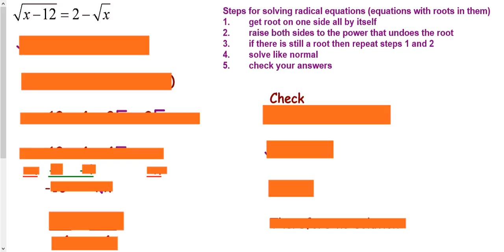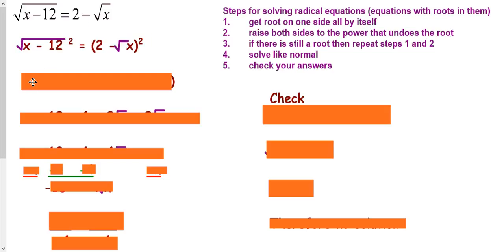Well, here we typically want to get our root by itself. Well, we have more than one root. When you have more than one root, you can't always get it on one side by itself. So for the most part, we'll try to get the more complicated looking root on one side by itself, which it is. So we'll go ahead and try to solve this by squaring both sides.